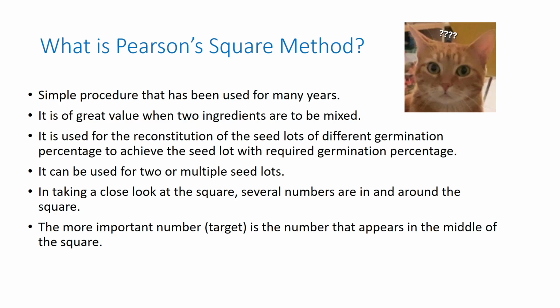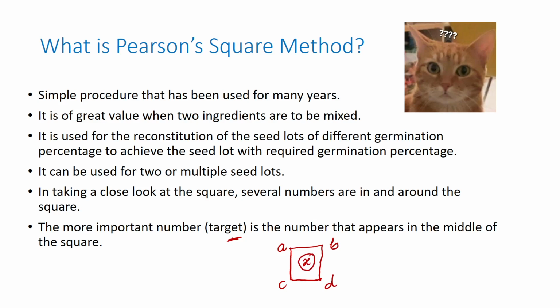So देखते हैं कि इसमें होता क्या है exactly. So ये बन गया अपना एक square. इसके आजू बाजू हो गए numbers. Let us consider numbers as A, B, C and D. The more important number, that is target, is the number that appears in the middle of the square. So let us consider this X.